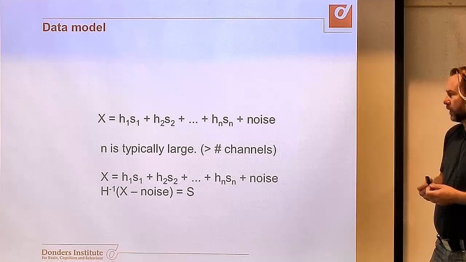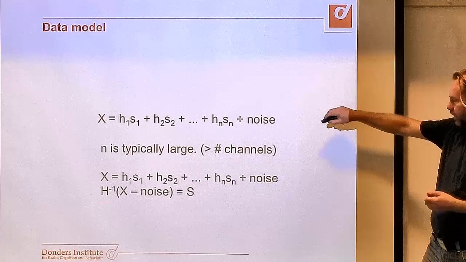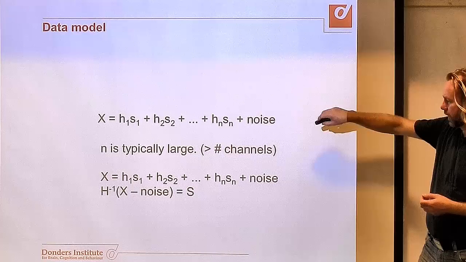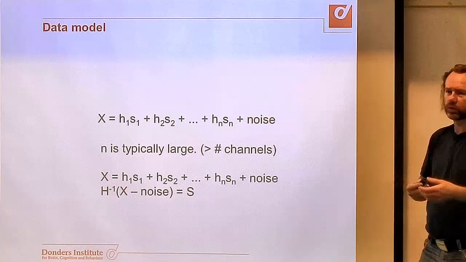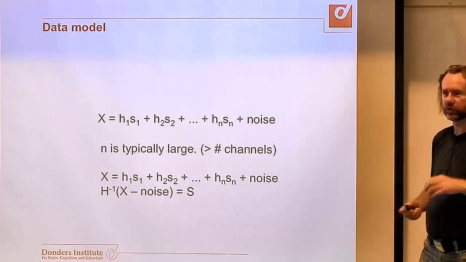The idea is that we have the same model for the data, but now we assume n is typically very large, many more than the number of channels. So we make this model, and then we multiply the data minus the noise, minus the parts that we do not want to explain, with the inverse of the leadfield matrix. And that gives us the combined source strength of all the sources.